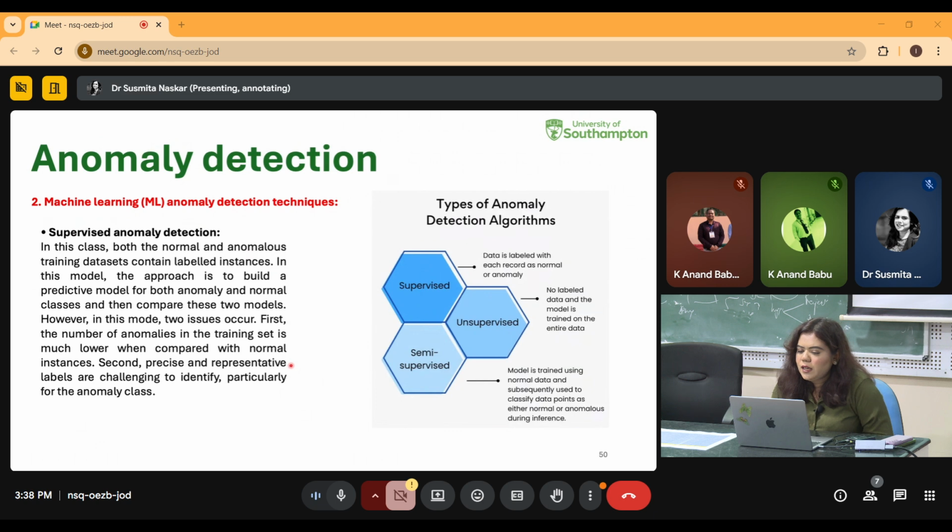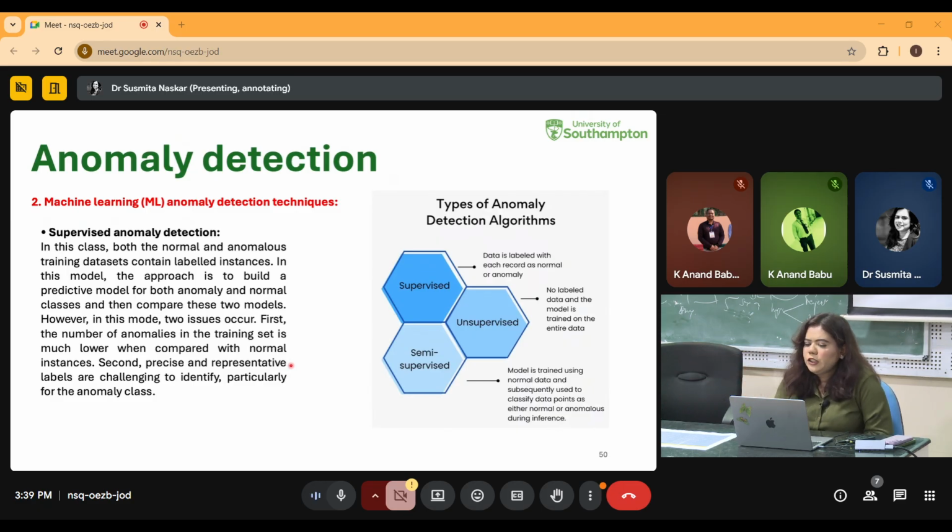The first one is the supervised one. Supervised anomaly detection is nothing but both the normal and the anomalous training datasets are labeled, right? So you know the normal dataset, you know the anomalous dataset. This means every instance in the dataset is already marked as either normal or anomalous. So you just pick it up and see, okay, this comes under normal, this doesn't come under normal. That's what we call supervised learning.